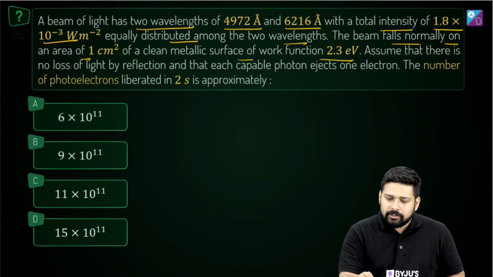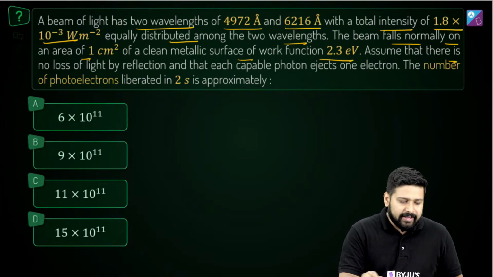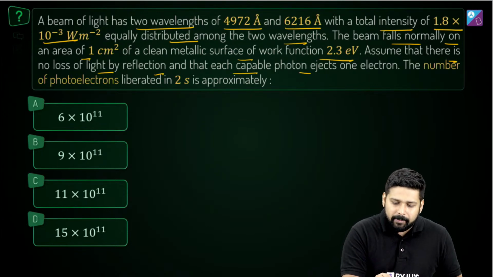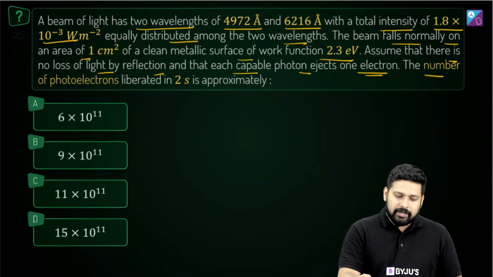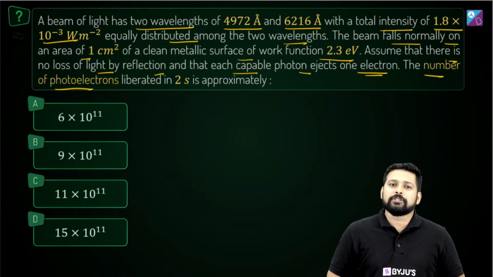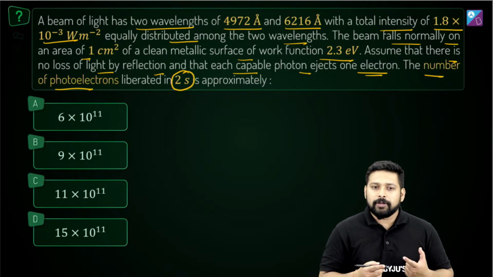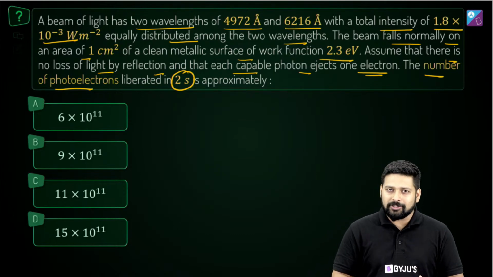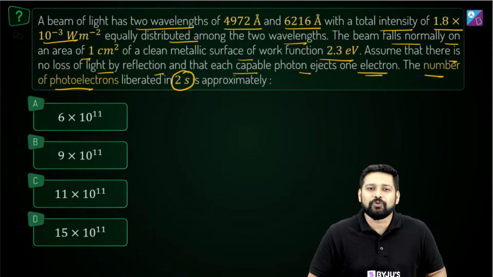Then what do we have to find? Assume that there is no loss of light by reflection and that each capable photon ejects one electron. Find the number of photoelectrons liberated in 2 seconds. Now, if each photon is giving one electron, all you have to calculate is the number of photons in 2 seconds. That's it.